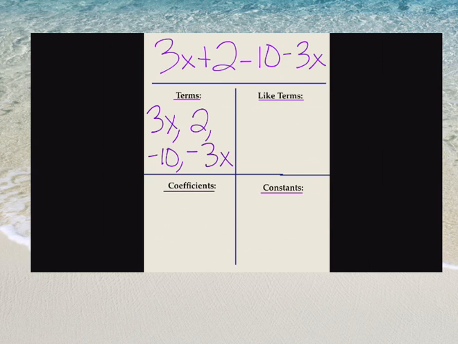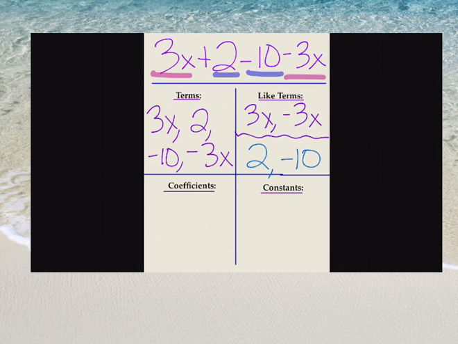Now let's take a look at our like terms. I'm going to start with my x's. I see 3x and I see -3x, so I can list those as like terms. Are there any more? Yes, there are. Hopefully you can see that 2 and -10 are also like terms, so let's list those below. 2 and -10.